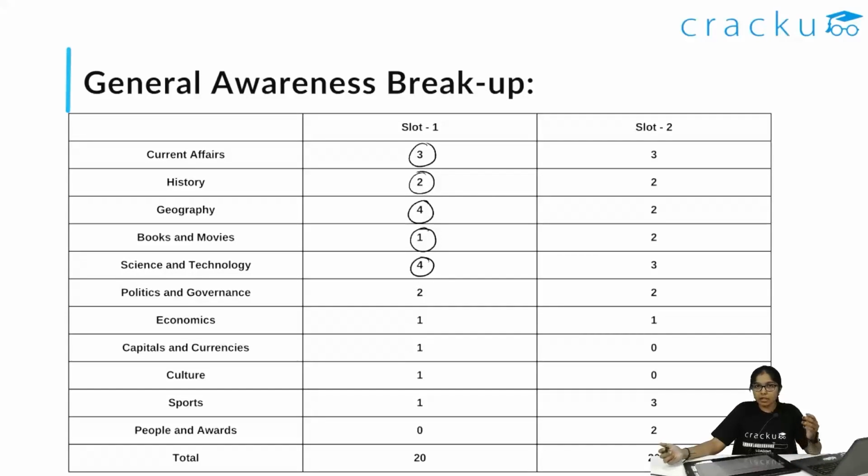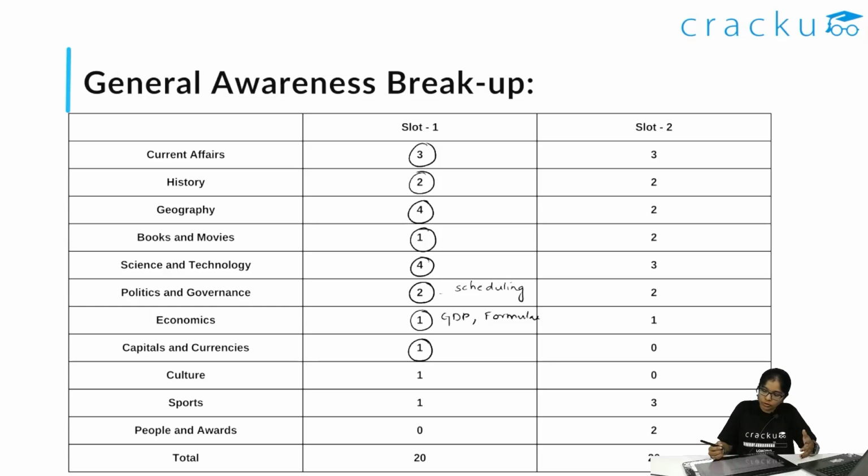Next, coming to politics and governance, we got 2 questions in slot 1. These 2 questions are on schedules in the Indian Constitution. One is a normal MCQ type, and the other is in the form of ascending order. Next, coming to economics, we got 1 question in slot 1, and it is on GDP: the meaning of GDP and the formula. This one is asked in the form of a statement type. The next topic is capitals and currencies. We got 1 question in slot 1.